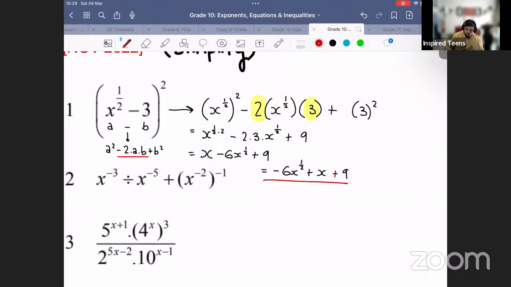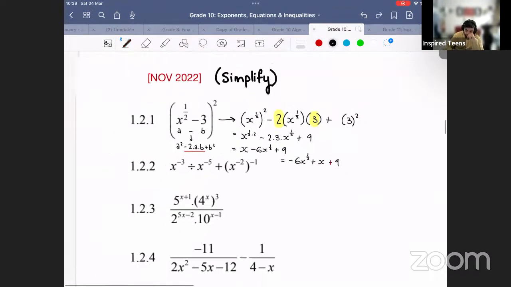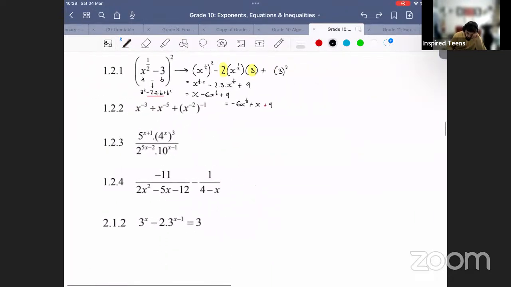Okay, it's correct for now. Let's just leave it at that. Okay, so that makes sense. Let's do this next example. We're not going to get through all, so let's just pick and choose. Half squared is 1/4.